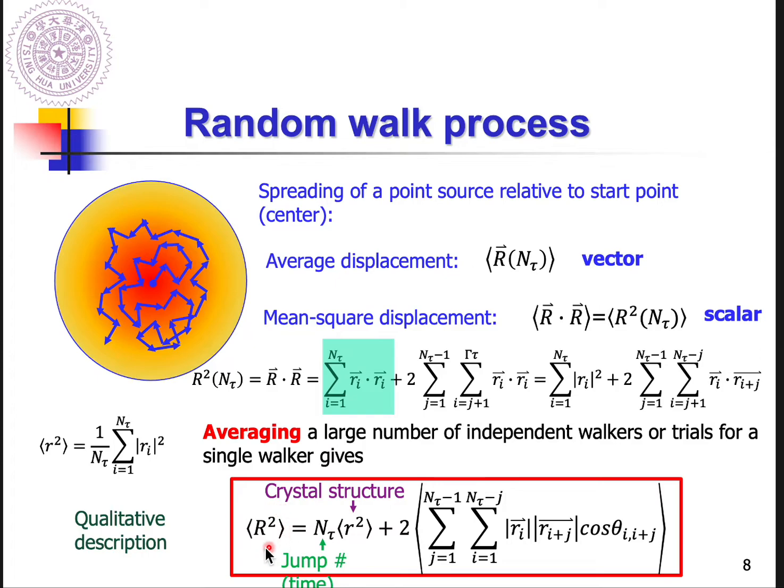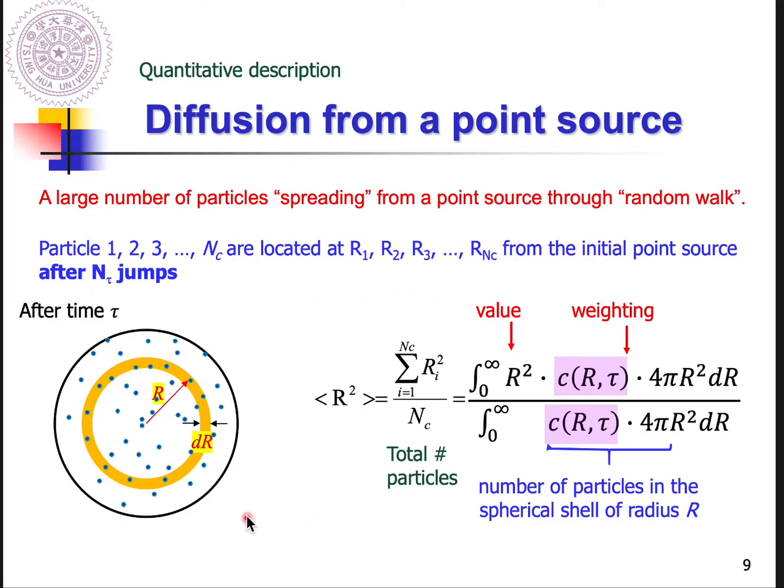So we try to show you how to calculate the mean square displacement. In what kind of case is the diffusion from a point source? Before diffusion, we have a point source at the center of this ball. Then after diffusion for time tau, we can observe the particle distribution like this, and the total number of particles we call NC.